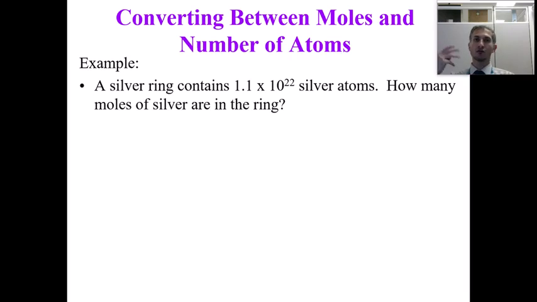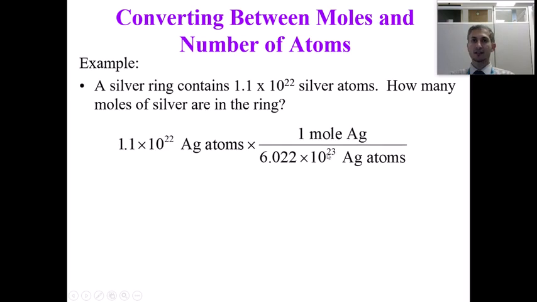If we are going to find a silver ring atoms, it has like this number. How many moles of silver are in the ring? So you solve that one and check your solution by the final answer. Here we are going to start with this number of silver atoms.